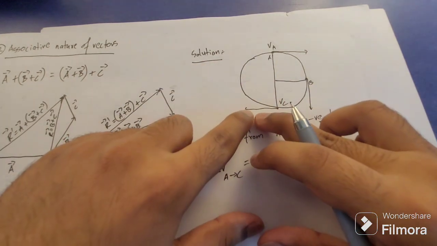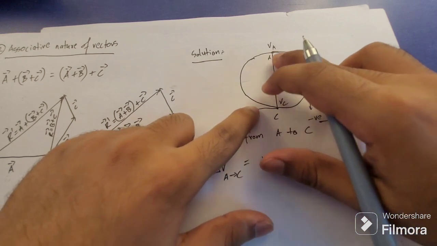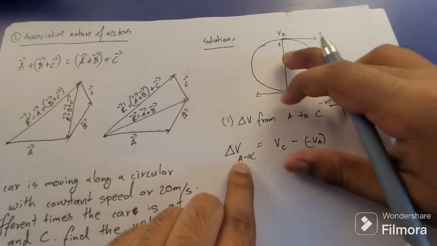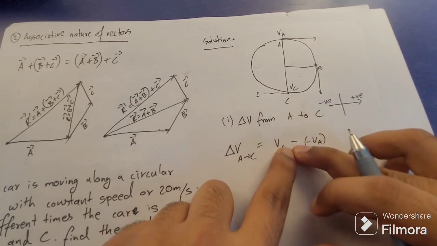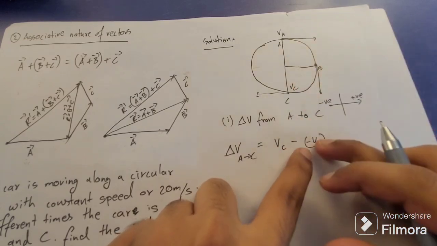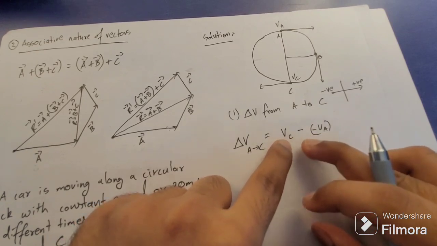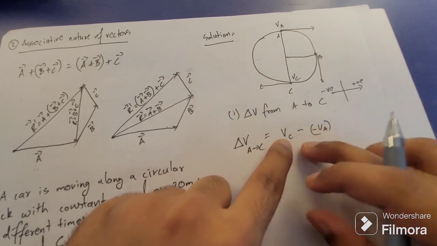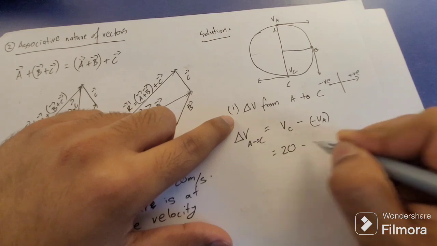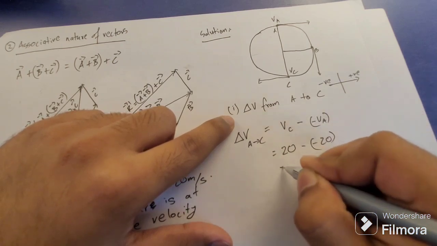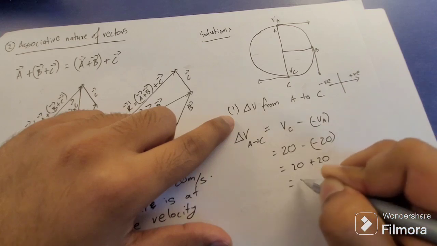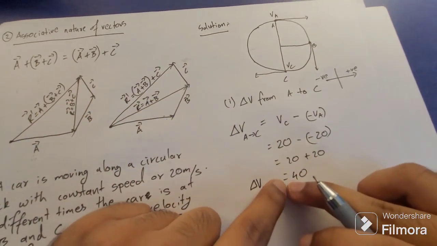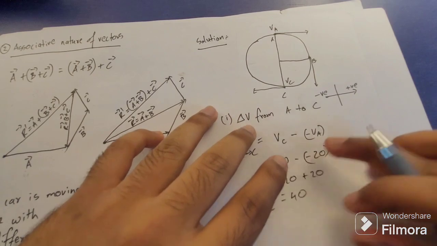So if I assume VC to be positive, VA would automatically be negative as it is in the completely opposite direction. So delta V in going from A to C would be final, which is VC, minus VA, because VA is opposite. So now let us substitute the values. Now the speed of the vehicle was given to be 20 meters per second and it is constant. So let us substitute that.